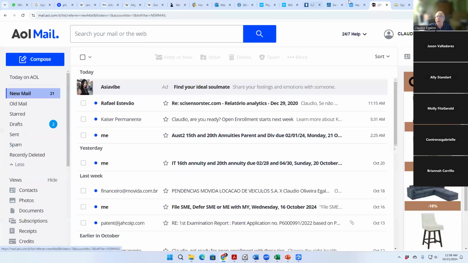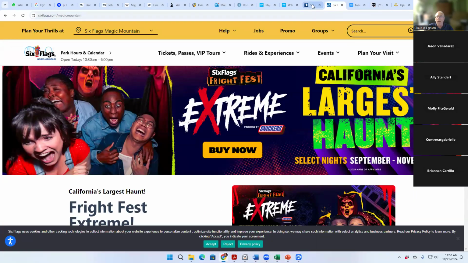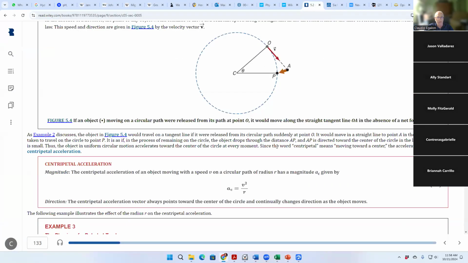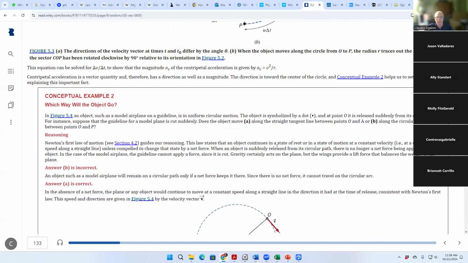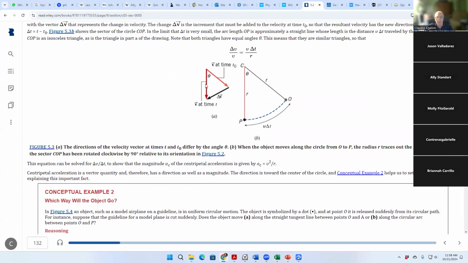Let's take a look at the book. Sorry. I'm doing exactly what the book is doing. The V vectors, delta V. And then what we have here: this length, delta V over V, the length of this side of the triangle divided by V, must be equal to this length that you see right in here, V delta T over R, because they're similar triangles.